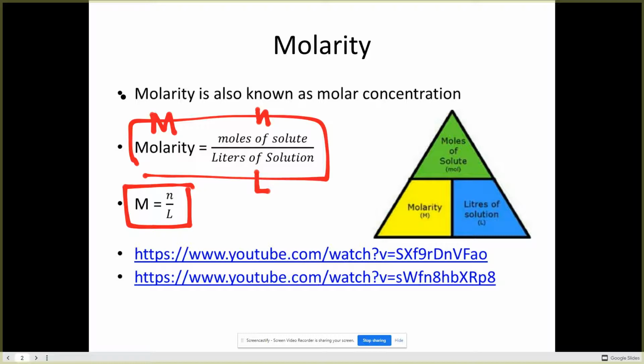All right. So when we put this in the triangle, we're going to put the moles at the top part. So N is right here. The molarity on the bottom left, right here. And then the liters of solution on the bottom right there.